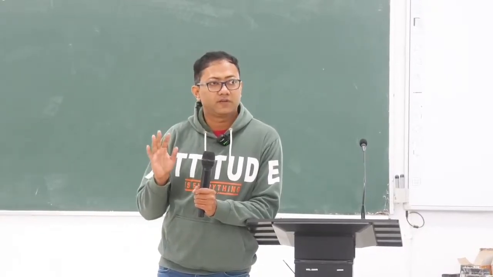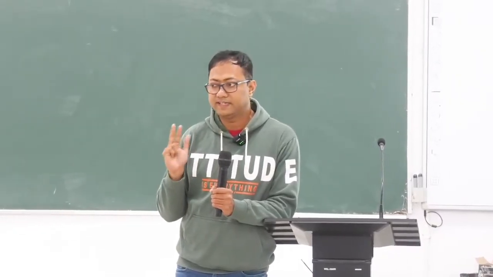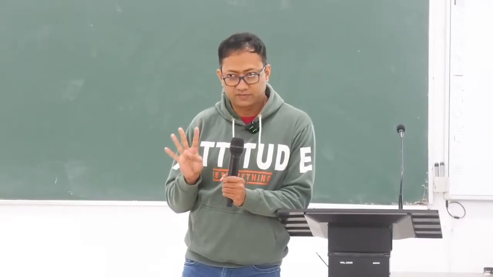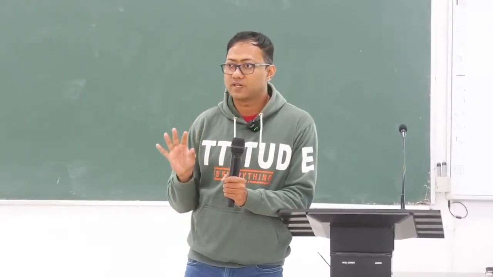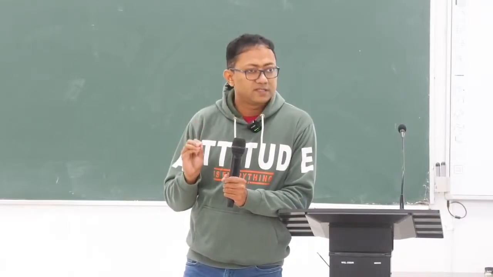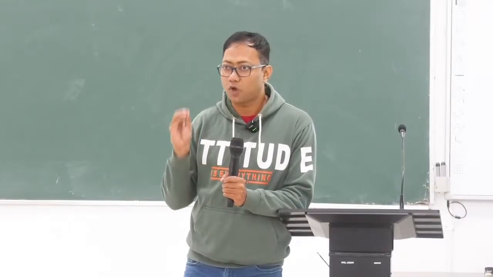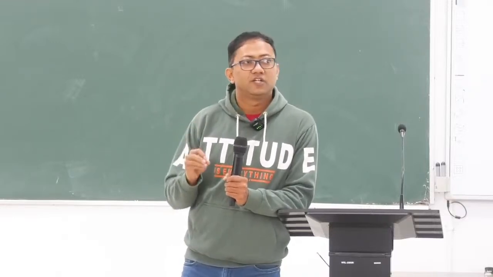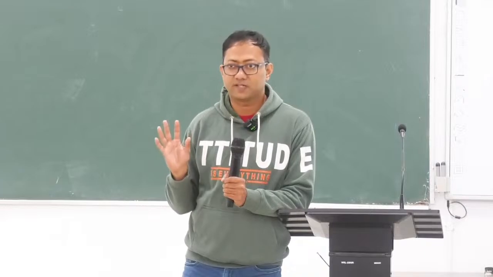So, I told you there will be 3 different segments in abnormal ECG which will be asked. One is acute coronary syndrome or myocardial infarction or ischemic heart disease. Second is heart block, and third is arrhythmia, that means rhythm disturbance. So, today I will talk about rhythm disturbance.